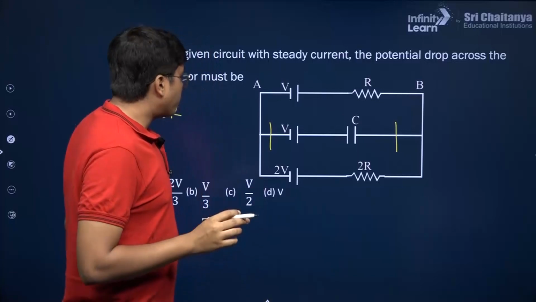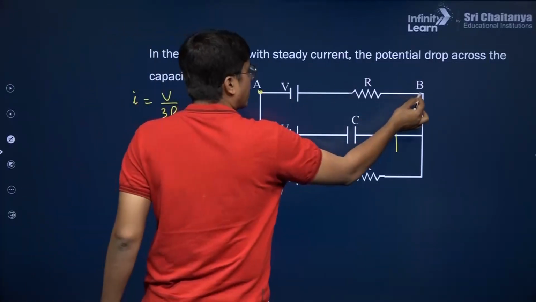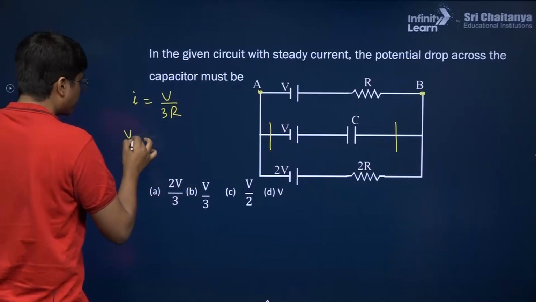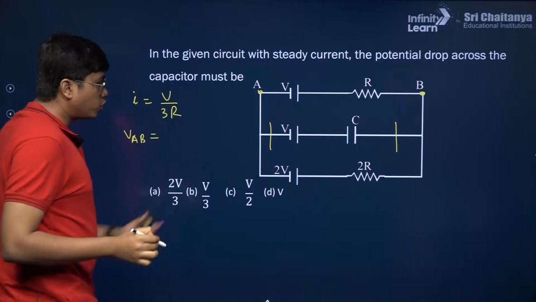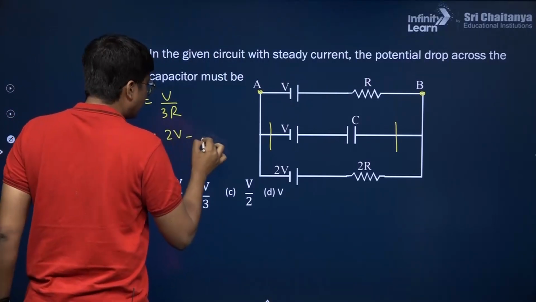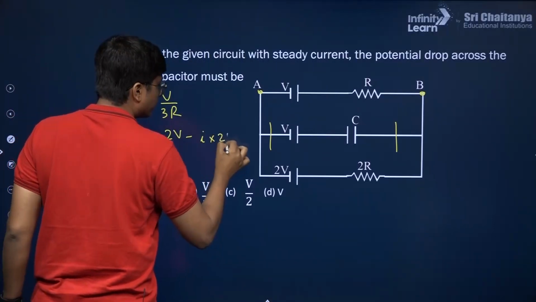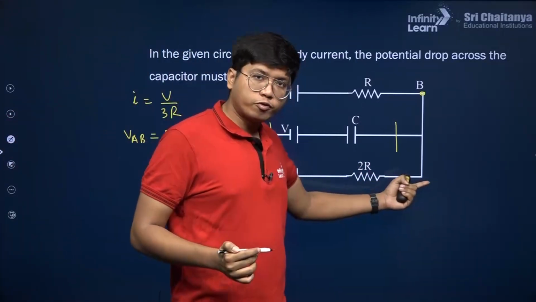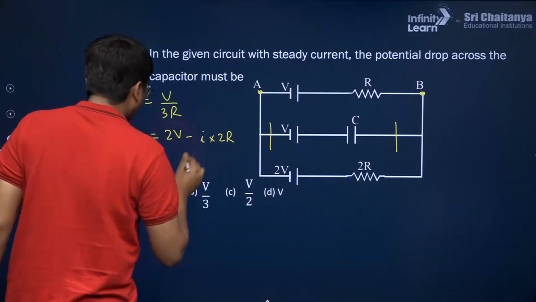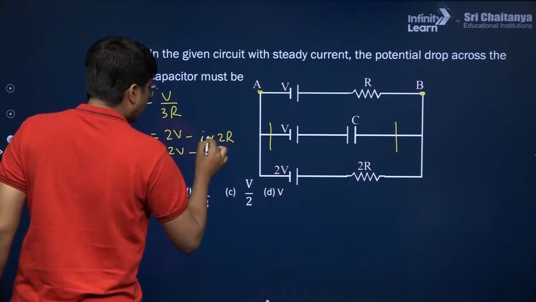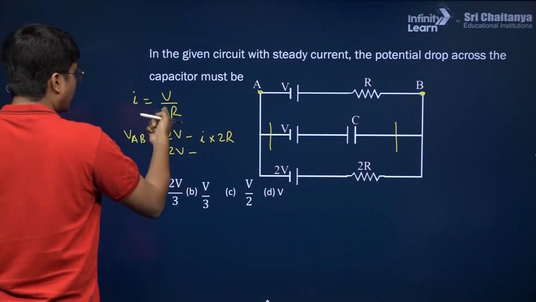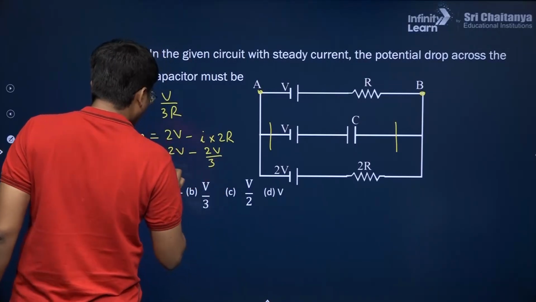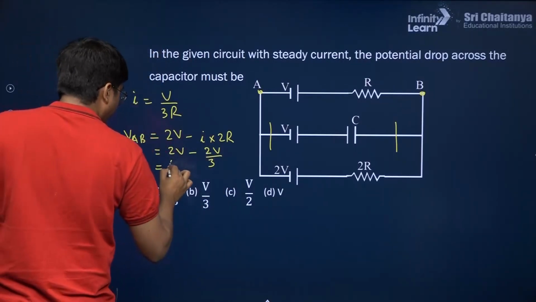Now I want the potentials of A and B. So I can do along this line, the potential VAB would be equal to 2V minus I into 2R, because 2V is the potential it tries to create, but there's a potential drop of 2R over here. So we have 2V minus I into 2R. I is this, so that will be 2V by 3. 2V minus 2V by 3 gives me 4V by 3.